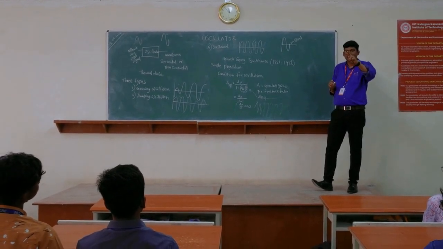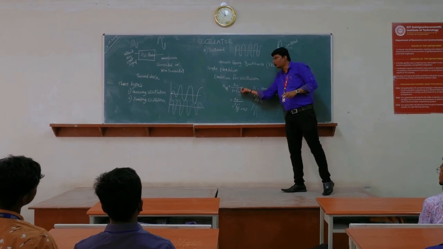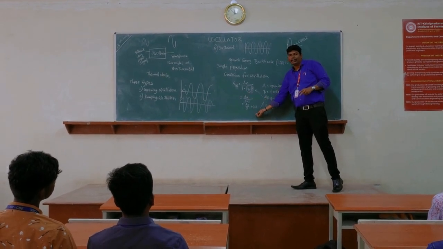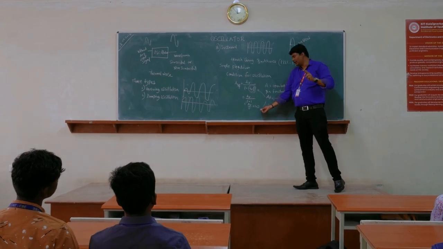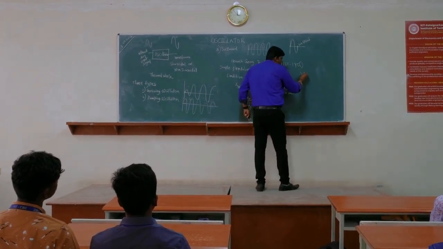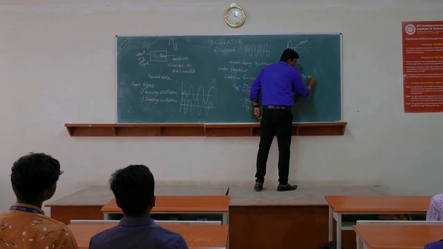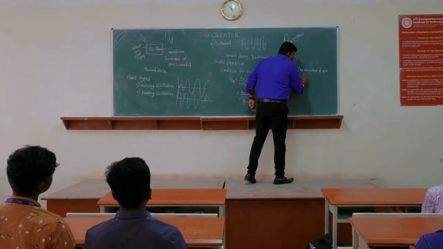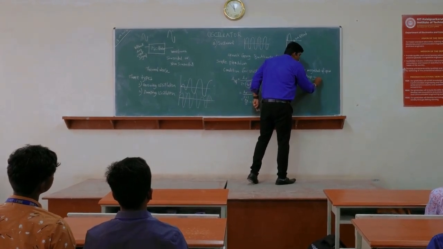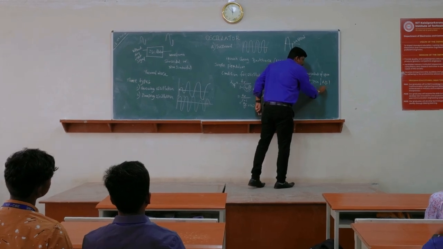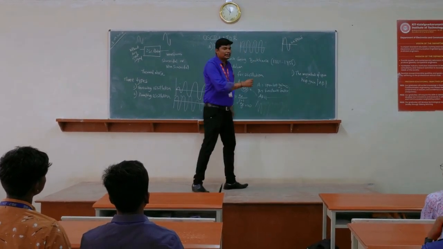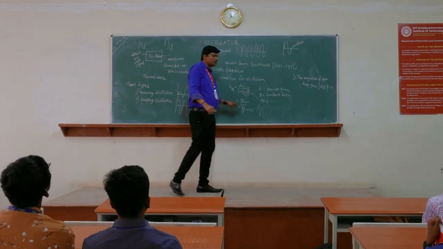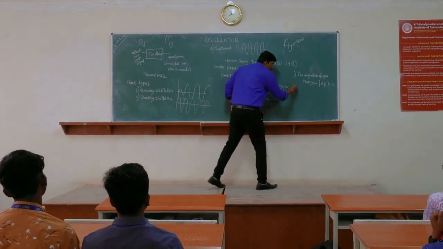And what is the next condition? We have to maintain both the factors to be 1. Then only it can be cancelled together, and we are able to get the oscillations. Is it right? So these are the two conditions here. The first condition: the magnitude of the open loop gain, A beta, the loop gain, should be equal to 1. Then only the equation becomes infinity.